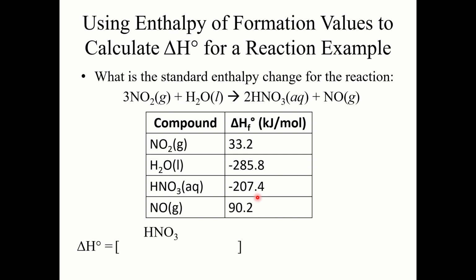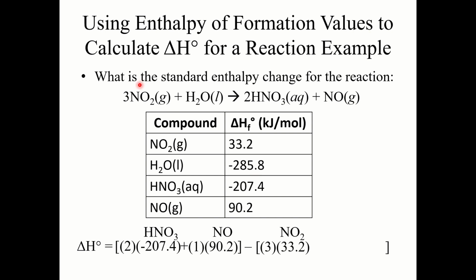Alright, so let's start. We're going to do products minus reactants. So we're going to do HNO3 plus NO minus NO2 plus H2O. So HNO3 has a coefficient of 2, so we would do 2 times negative 207.4, its delta HF value, plus 1 times 90.2, since that is NO's delta HF value. And then we're going to subtract that from the sum of the reactants.